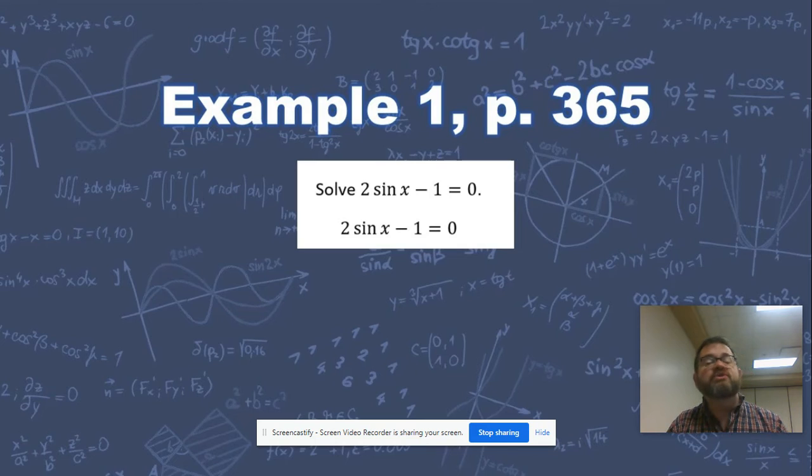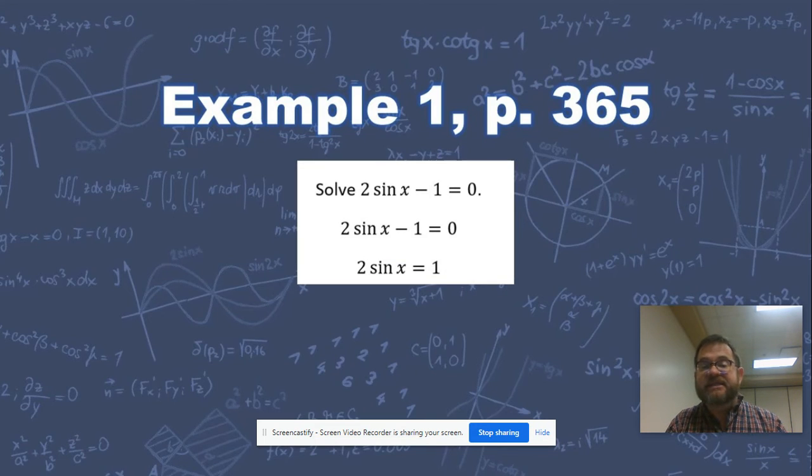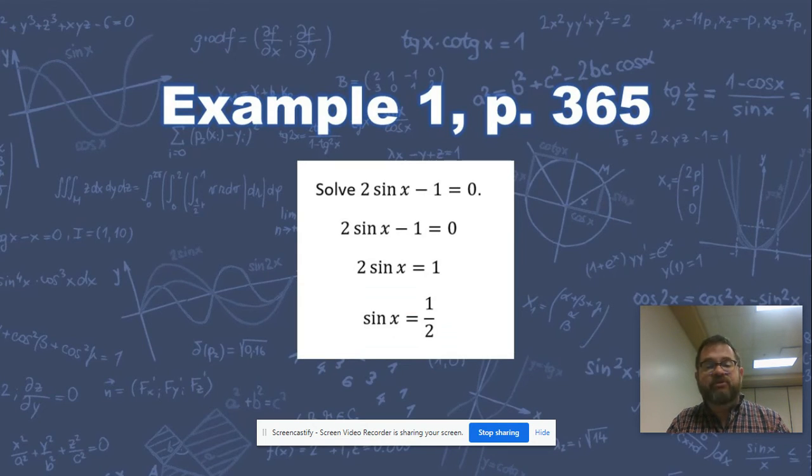Remember, what we're going to be trying to do is isolate the sine x on one side of the equation so that then we can just use inverse sine to solve the problem. All right, so I pulled that 1 over to the other side. I got 2 sine x equals 1. And then I can pull the 2 over to the other side, and I just have the sine of x equals a half, which starts looking like a solution. But remember, we need to find the value of x that makes this true.